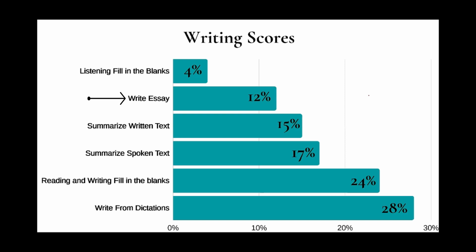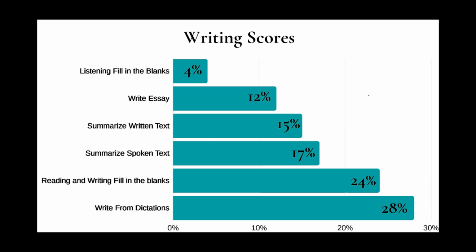It carries 12% of your scores. You got summarized written text, which carries 15% of your scores. You got summarized spoken text, which carries 17% of the scores. Reading and writing fill in the blanks, which is very, very important, carries 24% of the scores. And dictations, which is extremely important, carries 28% of your scores.